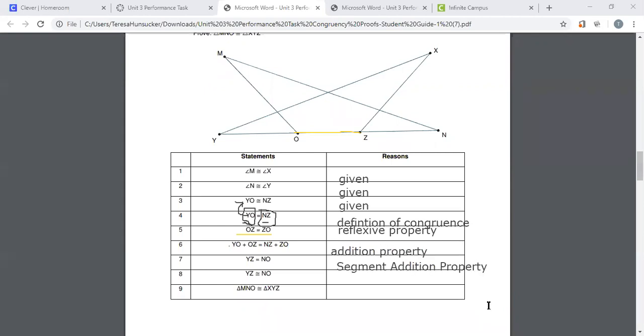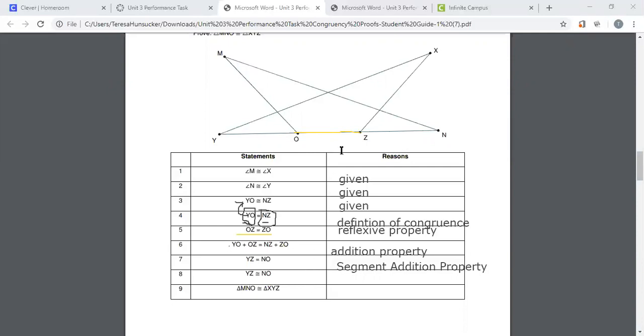Okay. Lastly, kind of like statement 3 and 4. Statement 3 says the segments are congruent. Statement 4 says they're equal by the definition of congruence. Statement 7, it's in reverse, says YZ is equal to NO. And YZ is congruent to NO. If I say two segments are equal in length, like in step 7, in step 8, I can say they're congruent because of the definition of congruence. And then we discussed triangle MNO congruent to triangle XYZ already by one of the triangle congruence postulates.